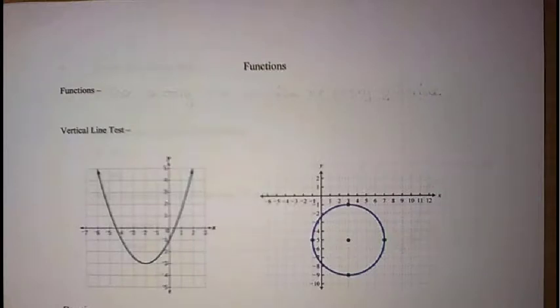So for this section, we are going to begin by talking about what a function is, and before we do, we've got a few definitions to go over before we look at some example problems. So we're going to start talking about a function.